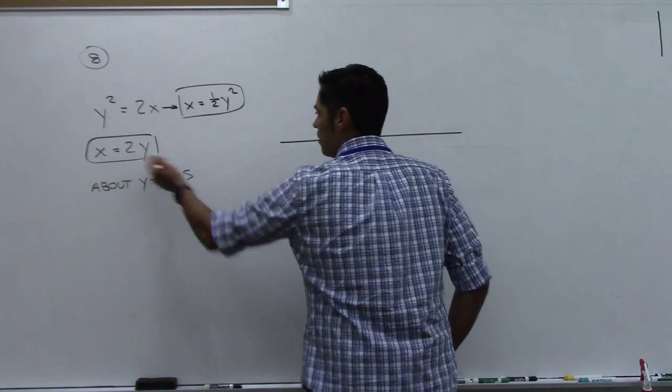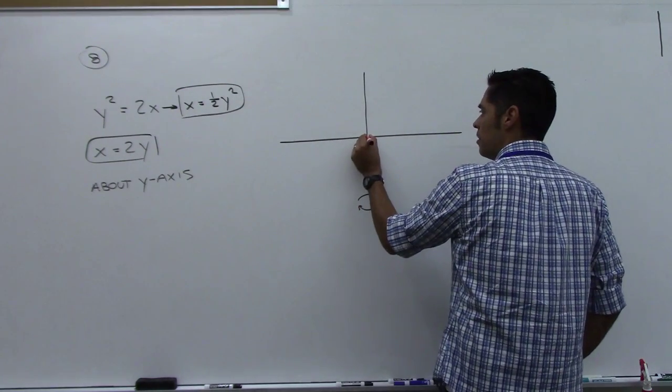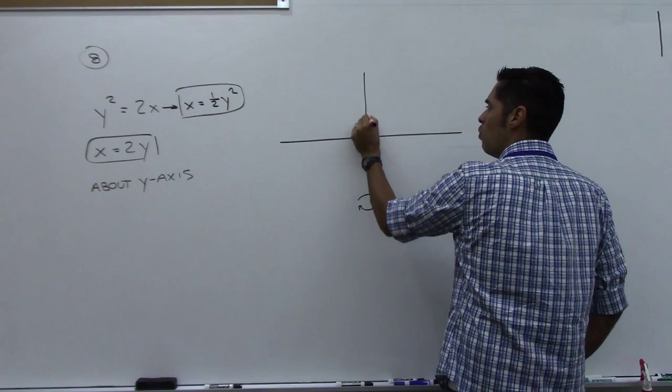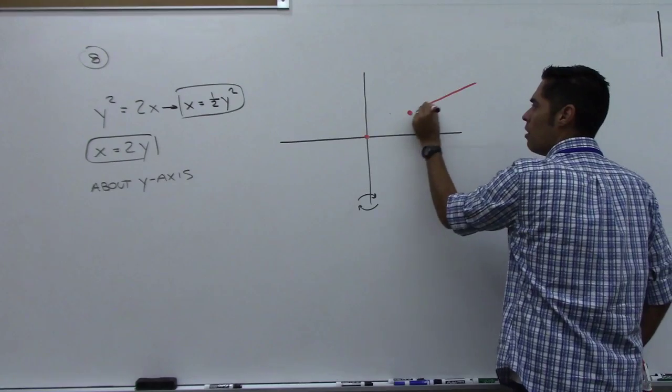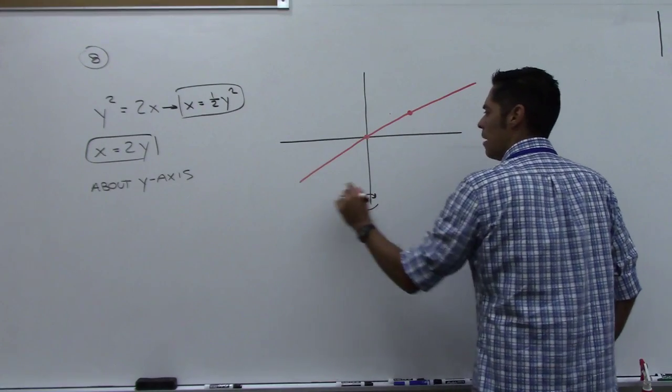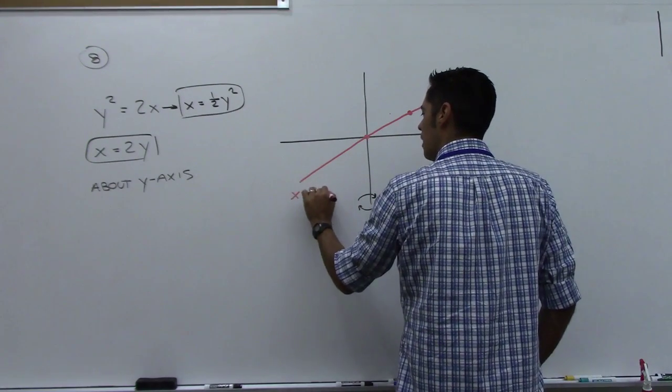Let's graph this one because it's a line. If y is 0, x is 0. If y is 1, x is 2. And it's a line, so I can just draw. Okay, that's x equals 2y.